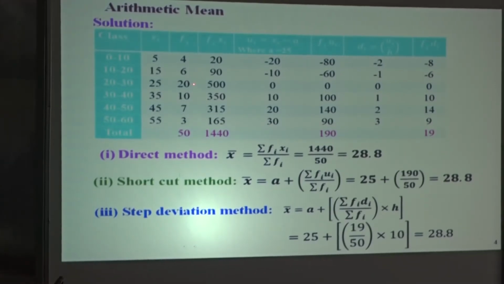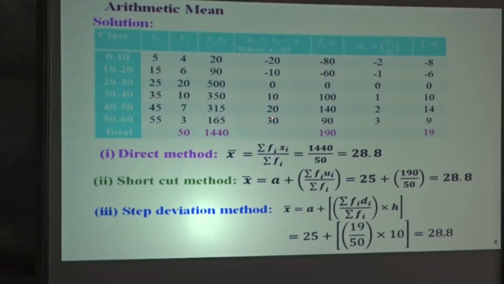In the frequency distribution column, what's the maximum frequency here? 20. What's the corresponding Xi? 25. Therefore, my assumed mean in this problem, what's the value? 25. Therefore A is 25. Once you take A as 25, Xi minus 25. What's the first value of X? X1, 5 minus 25. What do we get? Minus 20. 15 minus 25, minus 10. 25 minus 25, 0. 35 minus 25, 10. 45 minus 25, 20. 55 minus 25 is 30.